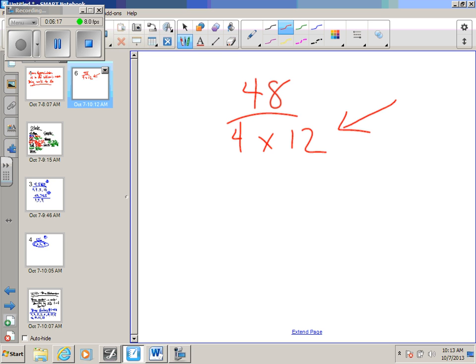What else could I have picked? 48 times 1 I could have, but then you're just kind of redoing that first step, so it's not really necessary. Yes? 24 times 2. 3 times 16. So you do have options.